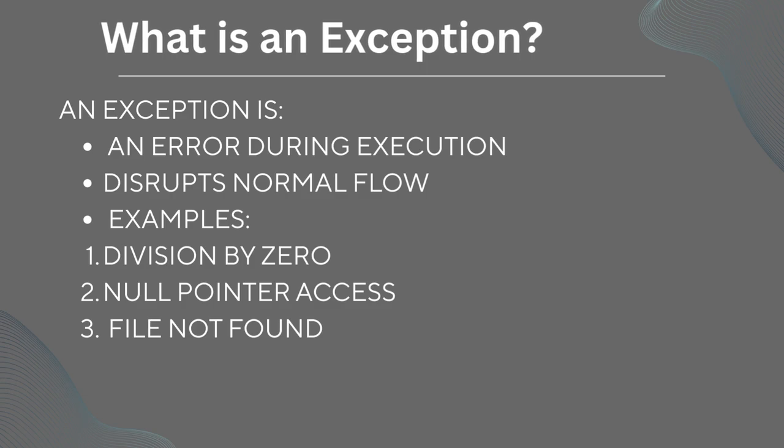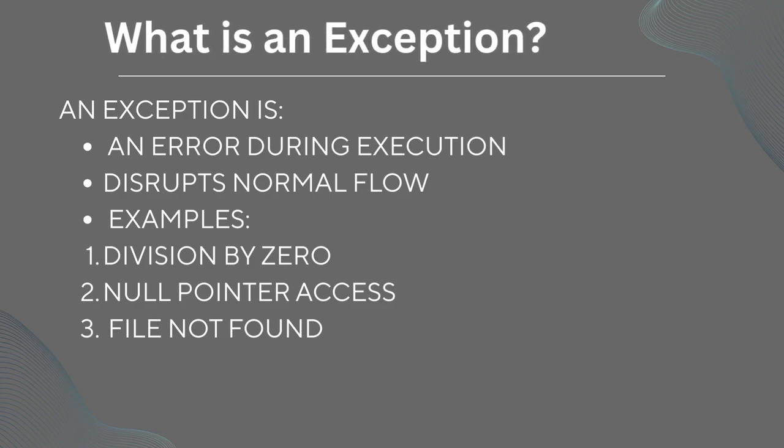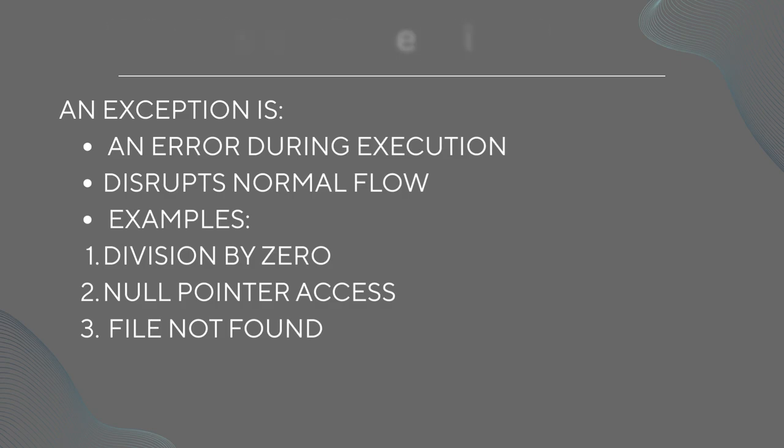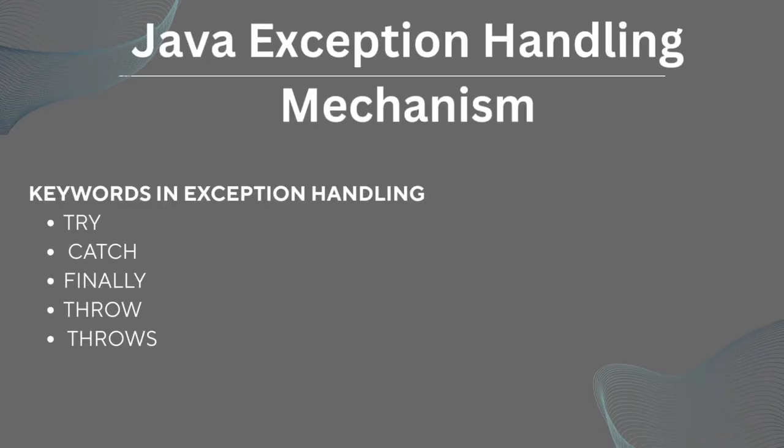So, Java exception handling mechanism. In Java, we use 5 keywords to handle exceptions. The try block is where you put the risky code, the code that might cause an error. The catch block handles the error if it happens. The finally block always runs whether an error happens or not, and is often used to clean up resources. Throw is used to create your own exceptions, and throws is used to tell that a method might throw an exception.